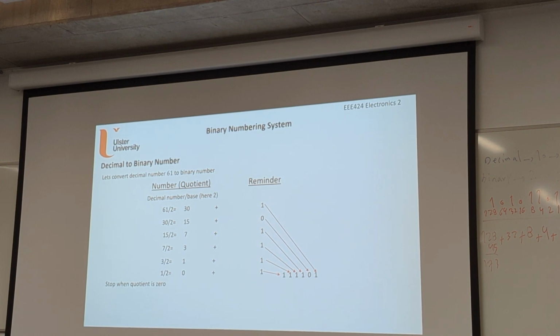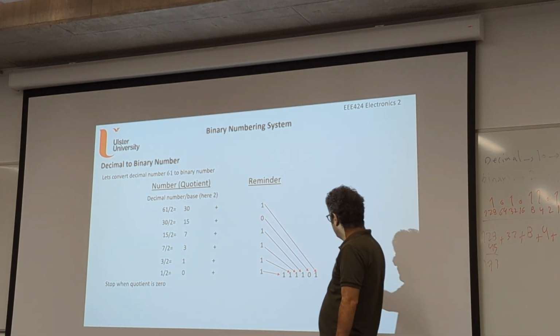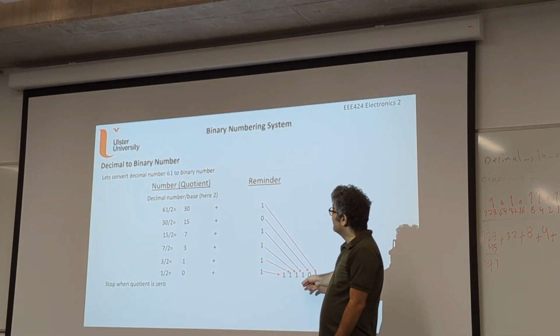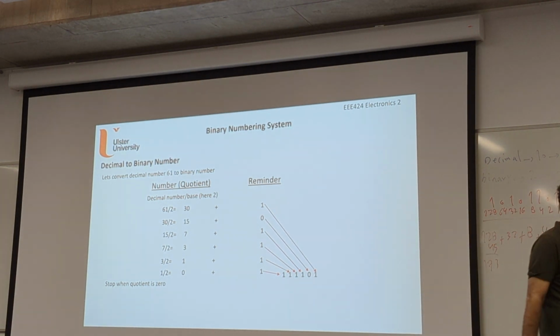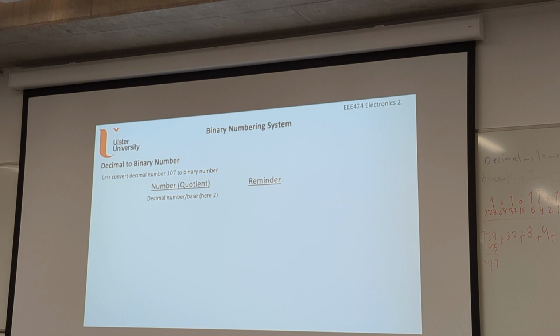When the quotient is 0, we stop and we consider the remainder for the whole number. So this is the equivalent in binary of 61. Okay? So, another example, 107. I give you another example, then I will ask you to solve.